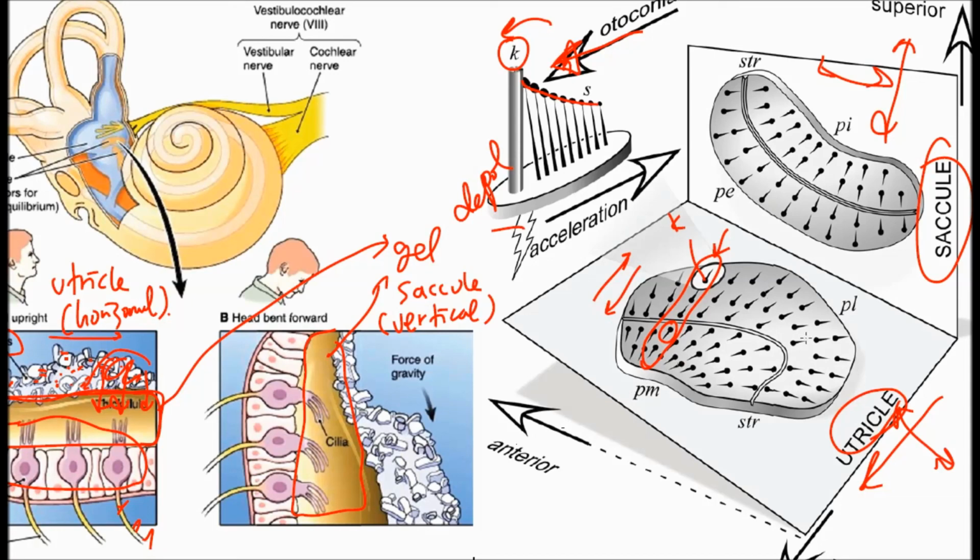And because all the hair cells are arranged in 360 degrees, they actually detect the whole range of motion, so we can detect all directions of this planar movement through this arrangement of the hair cells. And this goes the same for the saccule.